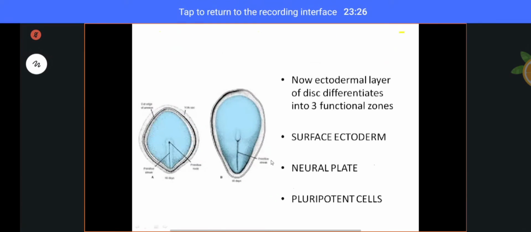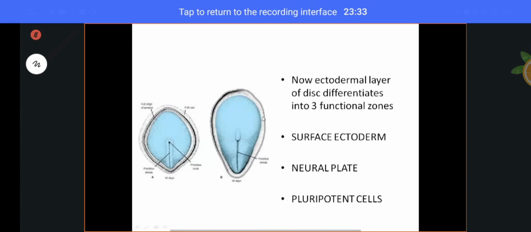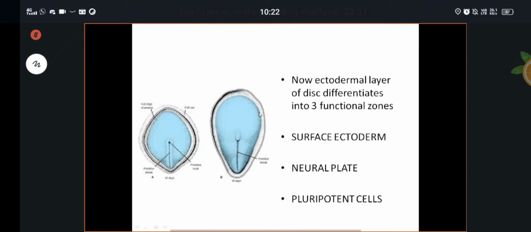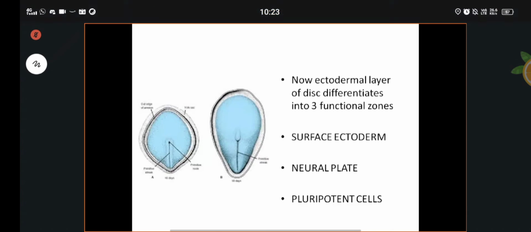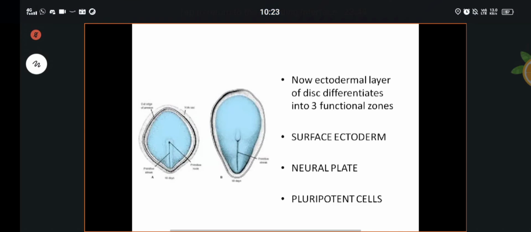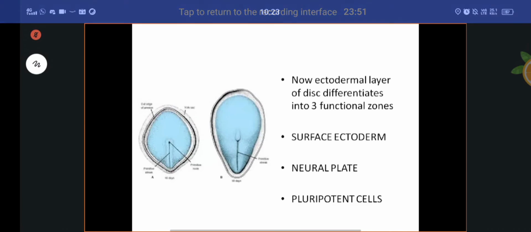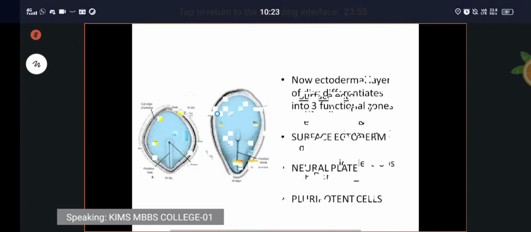Now, the ectodermal layer of this disc differentiates into three functional zones: surface ectoderm, neural plate, and pluripotent cells. Again, I'm repeating, the ectodermal layer of this disc differentiates into three functional zones: surface ectoderm, neural plate, and pluripotent cells. We'll see from each what it develops.